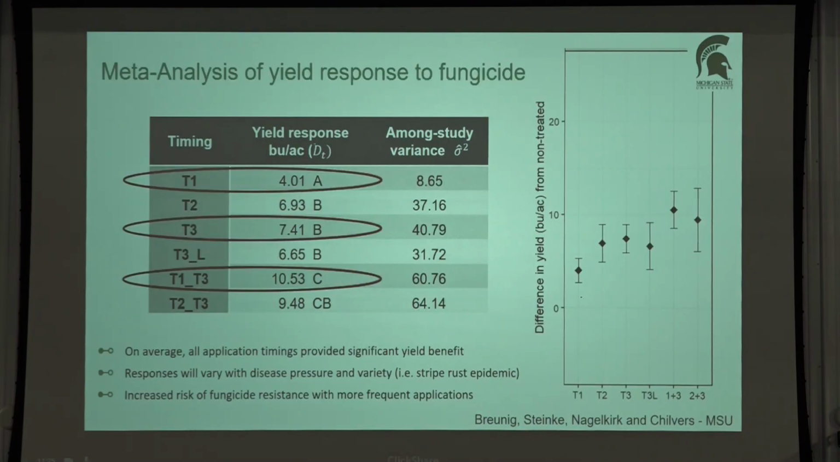So I guess just another couple of comments about this. You're not guaranteed to see this response either, right? This is the average from a whole bunch of different trials. I think it's really interesting. Kurt Steinke and I got very excited about this and ran a bunch of trials here and then also on campus. And we did a 3-way combination where we had T1, T2, and T3. And we happened to hit low disease years and got nothing out of it, right? So anyway, it's just food for thought, I guess. Any questions on that fungicide timing and yield and what we're seeing?